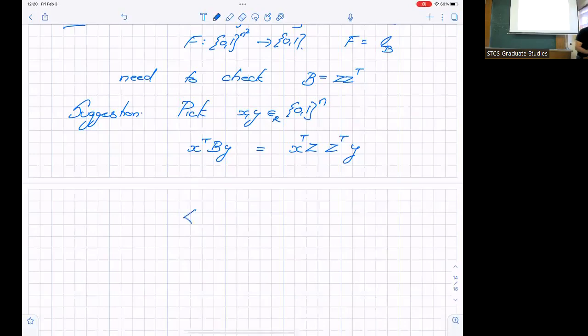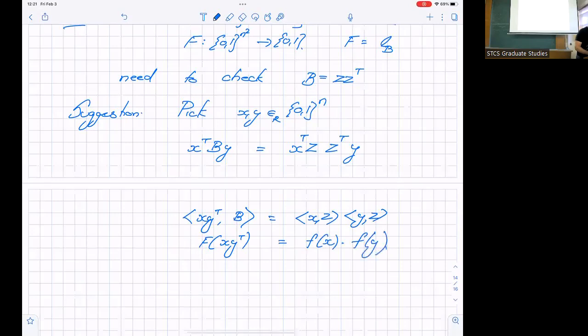This is the same as xy transpose B. This is xz, yz. This is the query. This is f of B. Sorry, this is f of xy transpose. This is f of x. This is f of y. So I can make this check. This is the check we'll suggest.